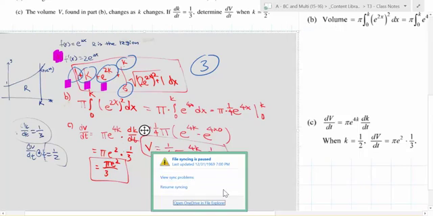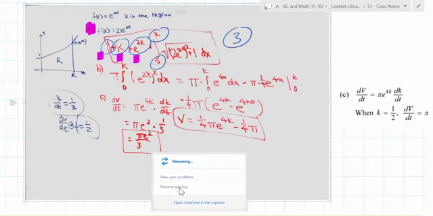I'm not sure why. This is not what I want to do right there. There we go. Thank you, we're going to resume here. That's nice, and it's not going away. So let's keep that there.